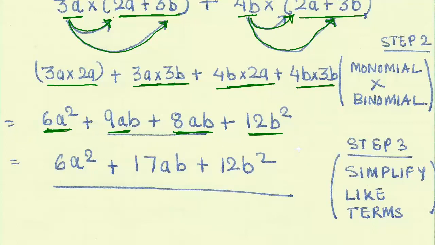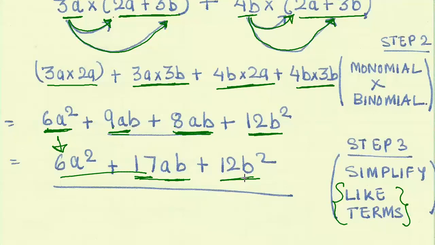The last important step is to remember to simplify the like terms. Check if there are any like terms. If we look at this expression, we can see that 9ab and 8ab are like terms, and because they are like terms we can straight away add the coefficients and simplify the expression further. So 6a squared comes out as it is, but 9 plus 8 gives 17ab, plus 12b squared. So your final result is 6a squared plus 17ab plus 12b squared.